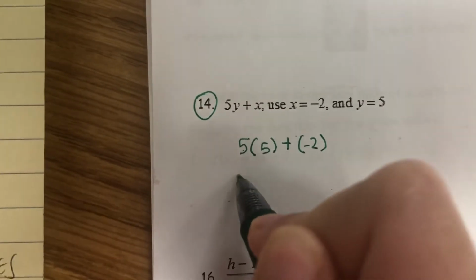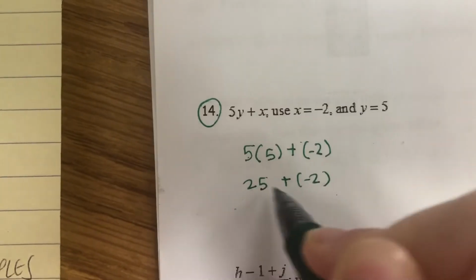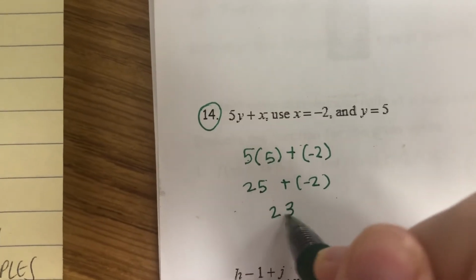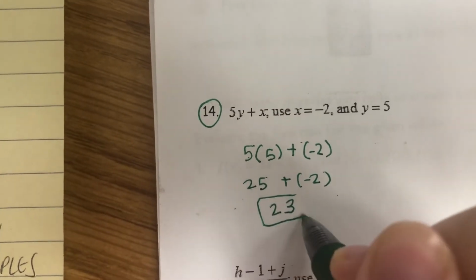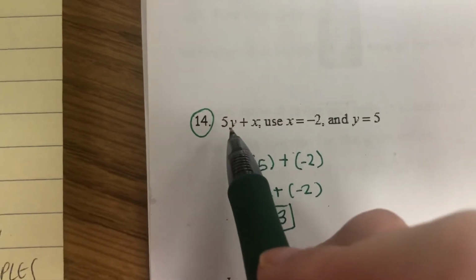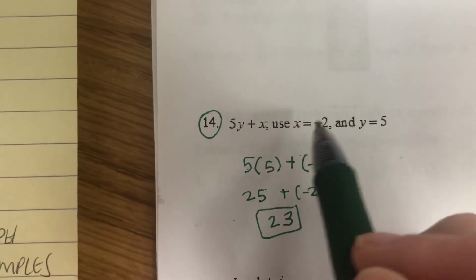So 5 times 5 is 25. Plus that -2. So if I have 25 and I add a -2, I have 23. So this is one way to see evaluation, is if you are given this without an equal sign, and you're given these and you just sub them right in, so you have the x and y.